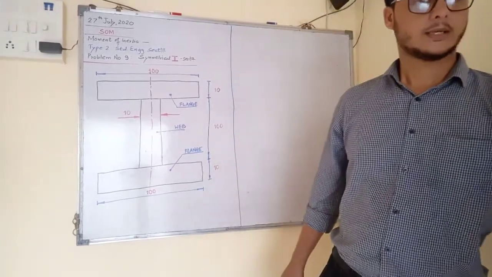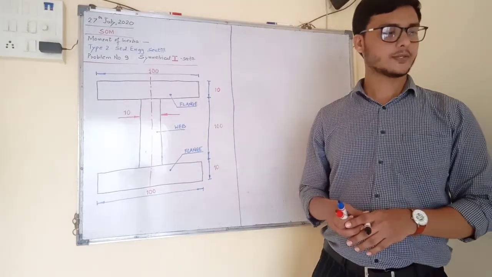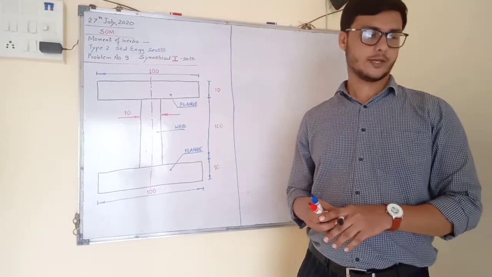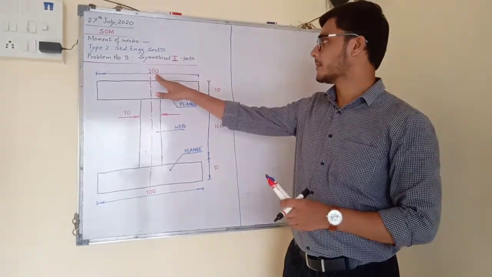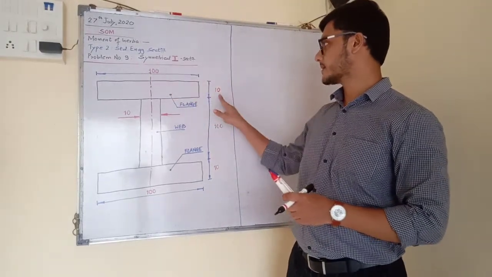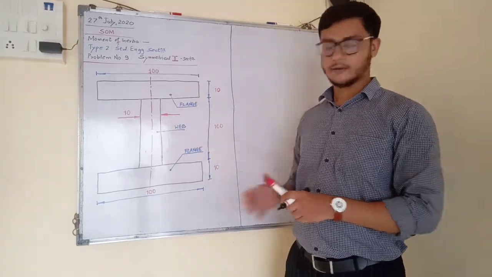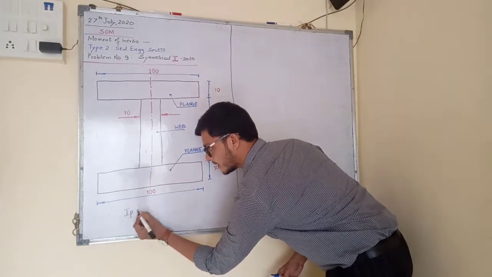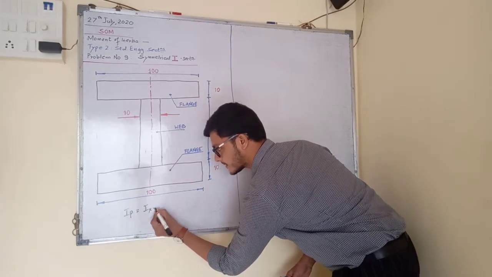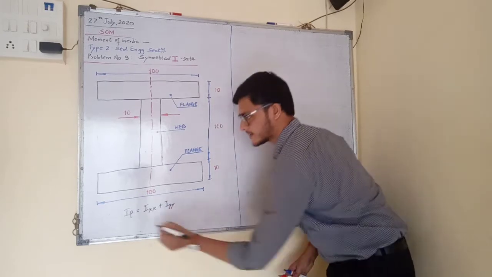Problem number 9. A symmetrical eye section has the following dimensions. Calculate polar moment of inertia of the section. Flange is 100 mm into 10 mm, B by D. B is 100, D is 10. And web is 10 by 100. And we have to calculate IP, polar moment of inertia. IP is Ixx plus Iyy. Perpendicular axis theorem.